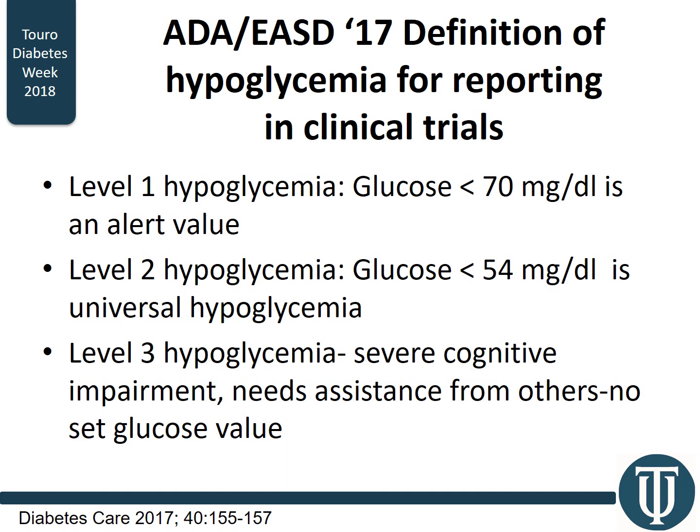Level 1 is a glucose below 70, which is really considered an alert value because it's the level at which you start to trigger your counter-regulatory responses. Level 2 hypoglycemia is a glucose level below 54, and this should be universally declared as hypoglycemia, particularly in research studies, so that we can actually compare rates of hypoglycemia. And then level 3 hypoglycemia is severe cognitive impairment, or severe hypoglycemia, in which they need assistance from others, and there's no set glucose value. So this really matches the definition of severe hypoglycemia as defined in the 2013 statement.